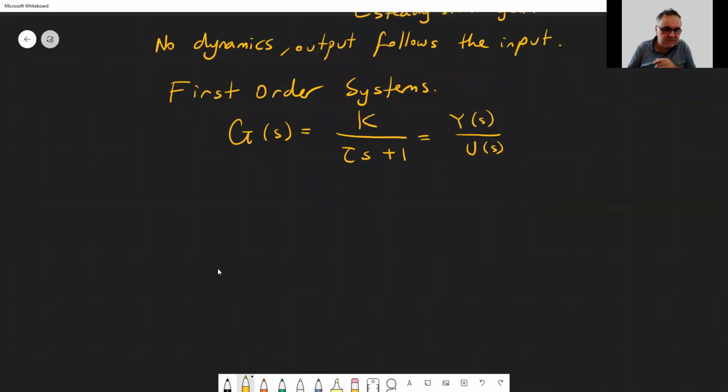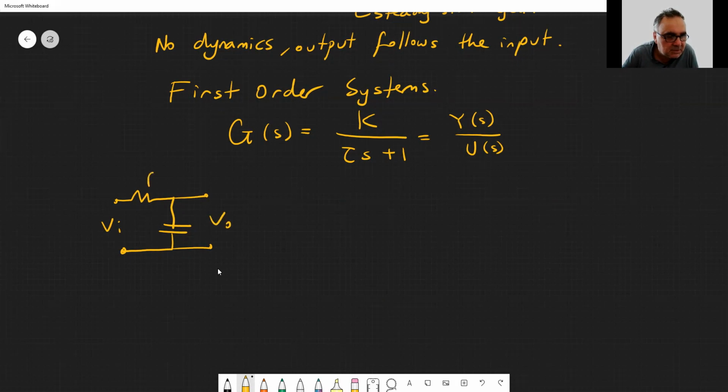Let me give you some examples. For example, the RC circuit, which we have analyzed before, is a first order system. This is VI, this is VO, this is R, this is C, okay? This system has a differential equation of RC dVO dt plus VO is equal to VI, for example.